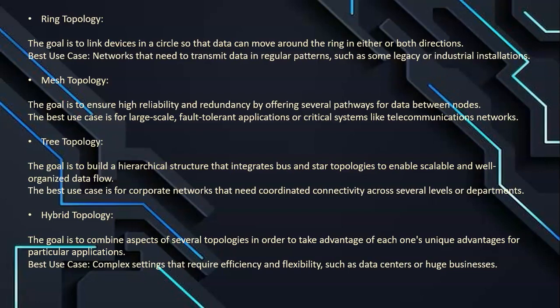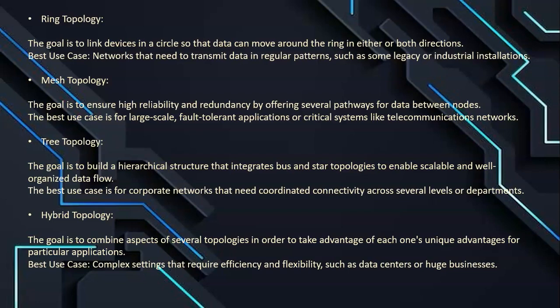Ring topology. The goal is to link devices in a circle so that data can move around the ring in either or both directions. Best uses are networks that need to transmit data in regular patterns, such as some legacy or industrial interconnections. Mesh topology. The goal is to ensure high reliability and redundancy by offering several pathways for data between nodes.